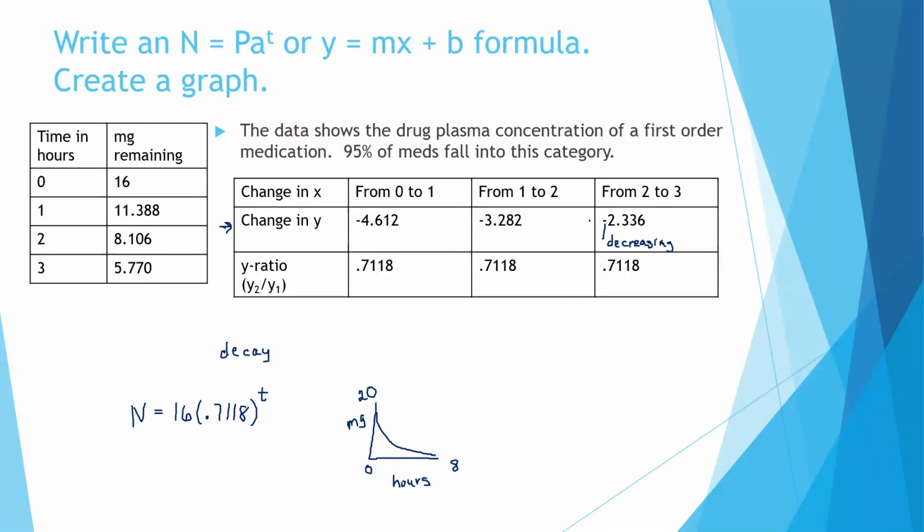And then the amount of decrease, so at first it dropped by 4.6, then it dropped by 3.3 if I round that off, and then it dropped by just 2.3. So every time it drops by less. So this is decreasing, and that smaller decrease is that decreasing amount.